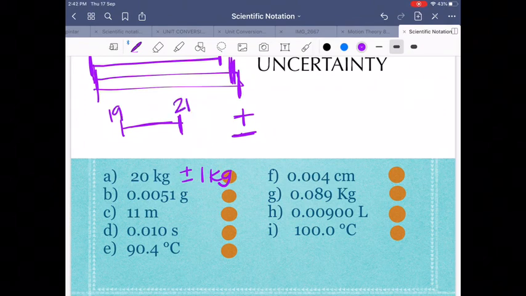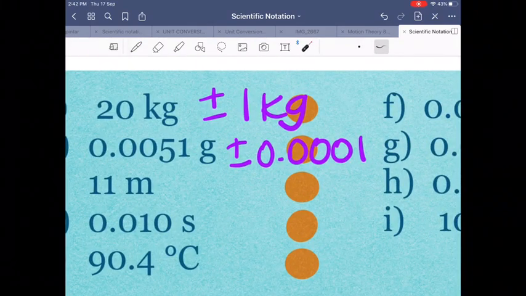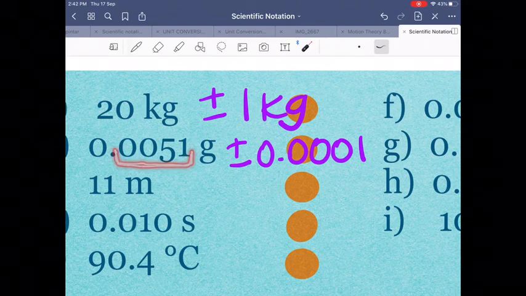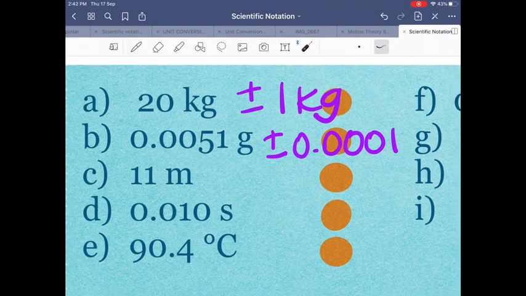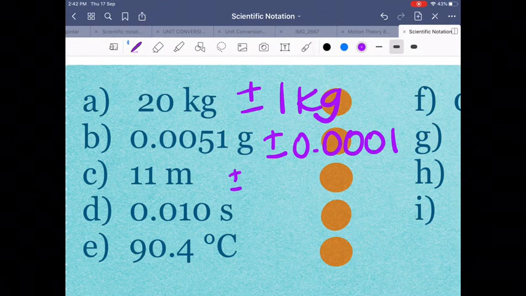That's my uncertainty. In letter B, it would be plus minus 0.0001. You will always use a 1, okay? And how will you know how many zeros to put? Well, you will just count from here to here. You have 4 digits. For example, in letter C, you would have plus minus 1 meter. Oh, and I forgot here to put the grams. You need to put the unit, okay?